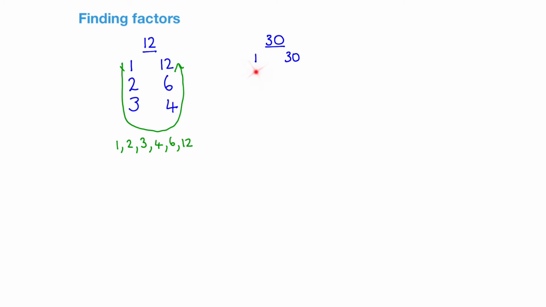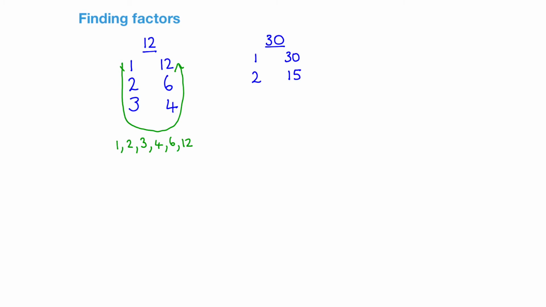So the next number to consider putting here is 2. So we need to think, does 2 go into 30? Well, 30 is an even number, isn't it? Because it ends in a 0. And even numbers are the 2 times table. So 2 does go into 30. And then we need to find the partner of 2. So 2 times what makes 30? Well, you can work that out to be 15.